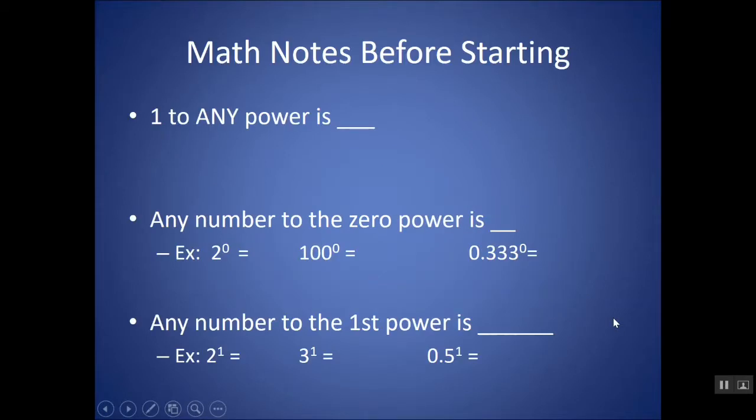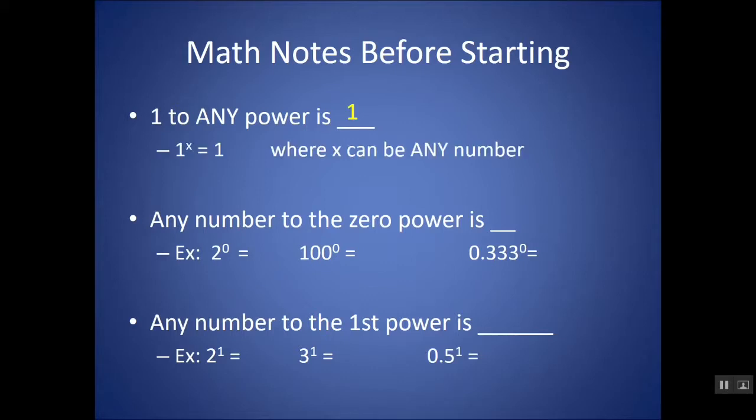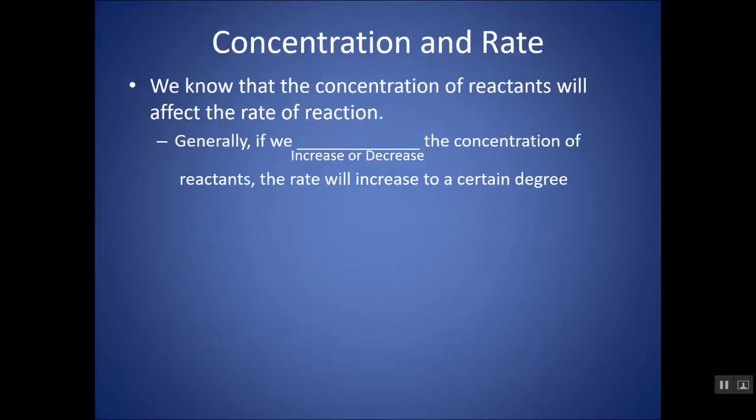So a couple math notes before starting. You should know that 1 to any power is 1. You should know that any number to the 0 power is 1. So 2 to the 0, 100 to the 0, so on and so forth. And any number to the first power is itself. 2 to the 1 is 2, 3 to the 1 is 3, so on and so forth.